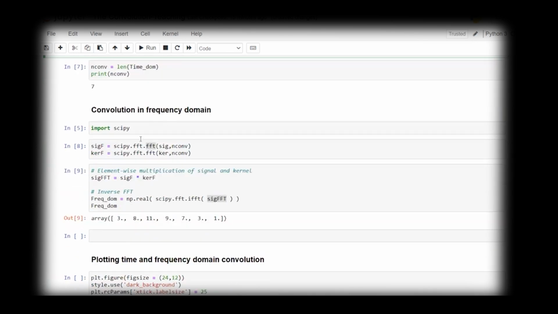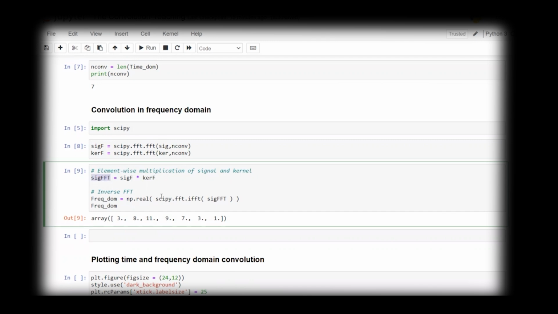Once converted, we can compare this result with the original time domain convolution. When we do this, we find that both results are exactly the same. In other words, the convolution computed directly in the time domain and the one computed through pointwise multiplication in the frequency domain yield identical outputs.